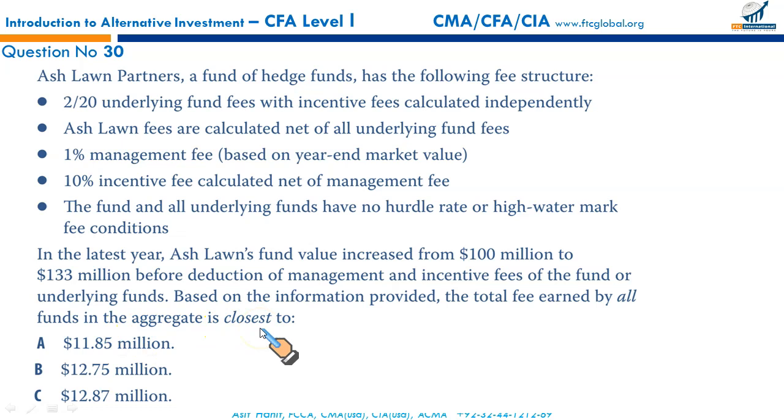Well, let us first calculate the fund fee. Since the value of the fund has increased from 100 to 133, which means the final value 133 will attract 2% management fee. So it's going to be 133 million times 2%, which will be 2.66 million. Done.